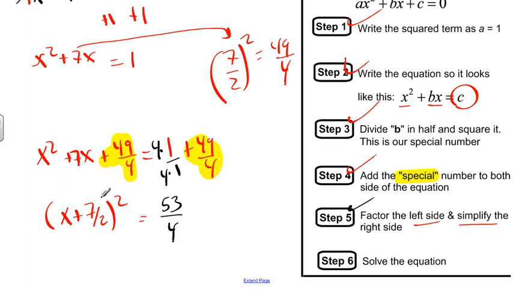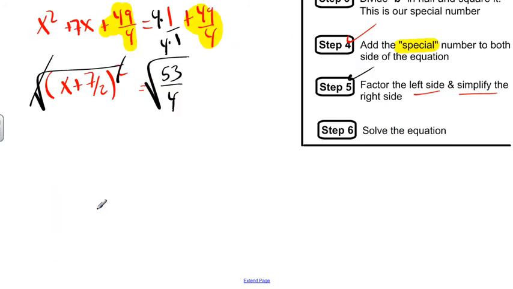Now go on to step number 6. Solve the equation. So this is solve for x then, right? So I'm going to get rid of the square by taking the square root of both sides. So the square and the square root cancel. So I have x plus 7 halves equals. Notice what I do here now. I'm going to leave the top as radical 53, but the bottom is going to become a 2. Okay? Is that pretty rad right there?